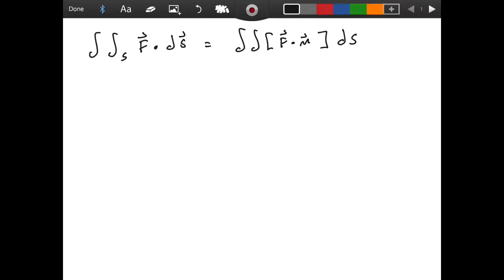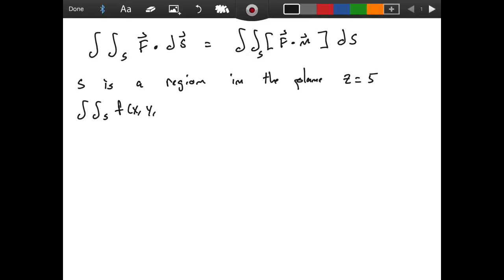Okay, now I want to discuss the following situation. Let's say that S is a region in the plane z = 5. Similar things are going to be true for z = 0 or z = 17 or even x = 5 or whatever: any plane that's parallel to one of the coordinate planes. So S is a region in the plane z = 5, and let's say we want to compute the surface integral of some function f(x, y, z) dS.